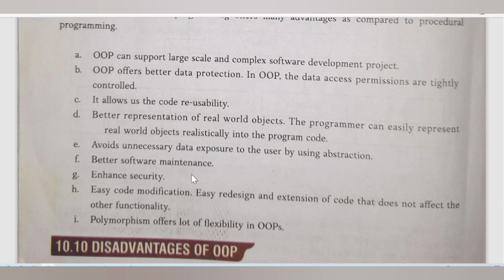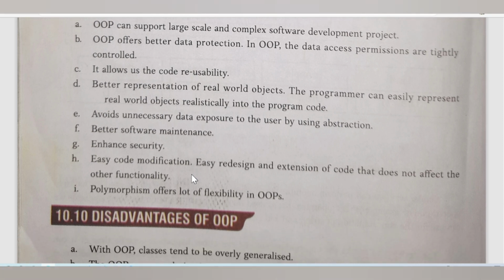As I said before, for example, at first the software collects only student information, and next time we need the teachers also, so directly we can reuse it. So maintenance will not take that much time. Enhanced security, we can hide the data, by that we can enhance security. Easy code modification, and polymorphism offers a lot of flexibility in OOP. Polymorphism means a function can be used for many tasks.